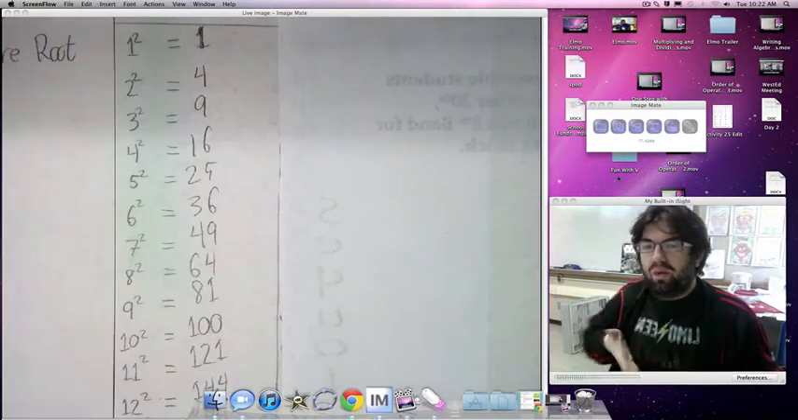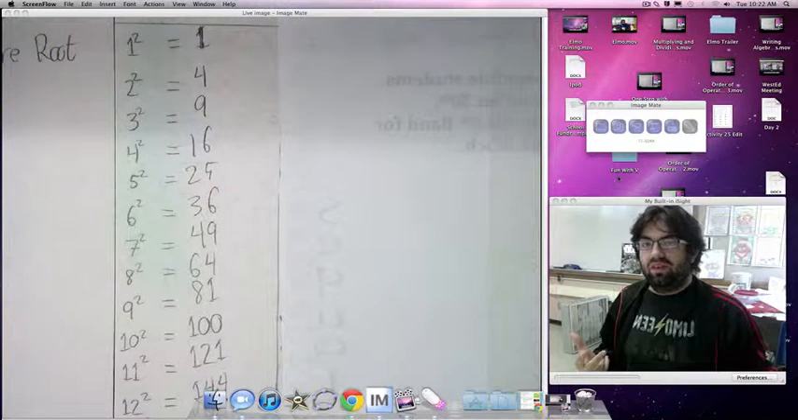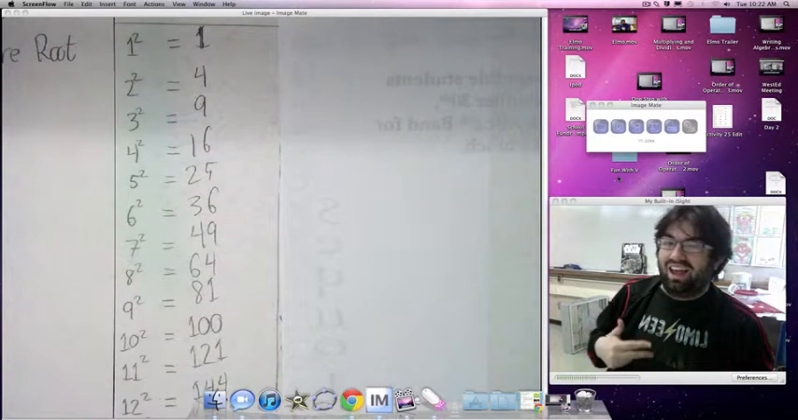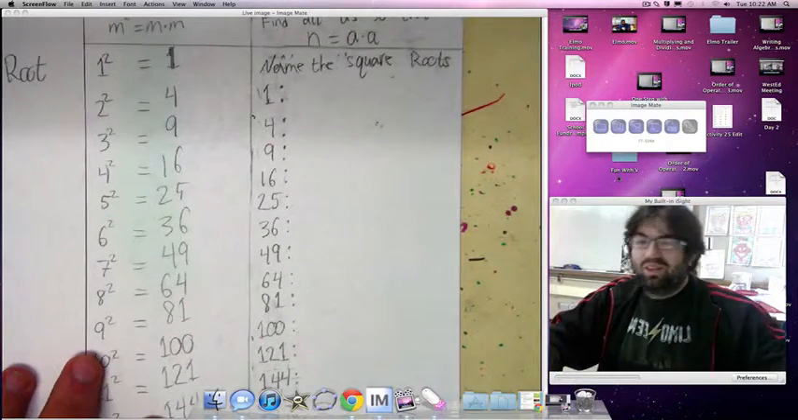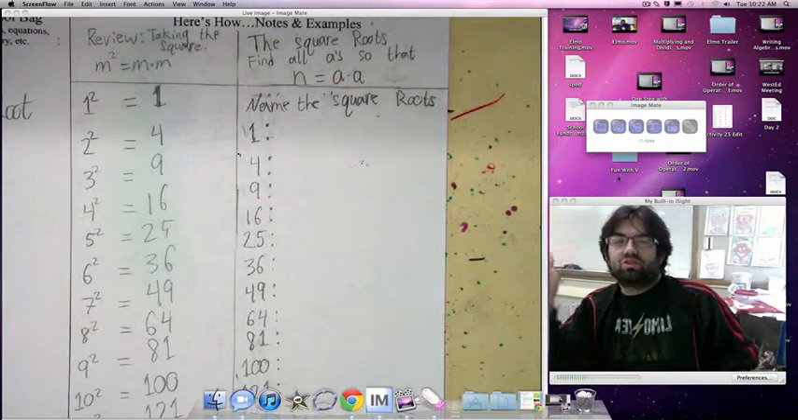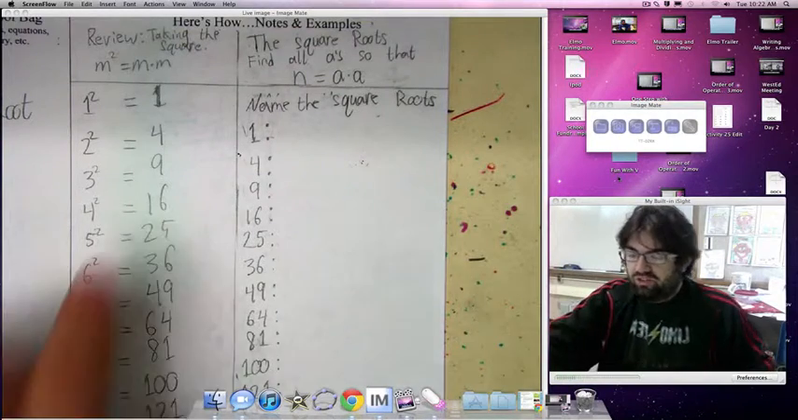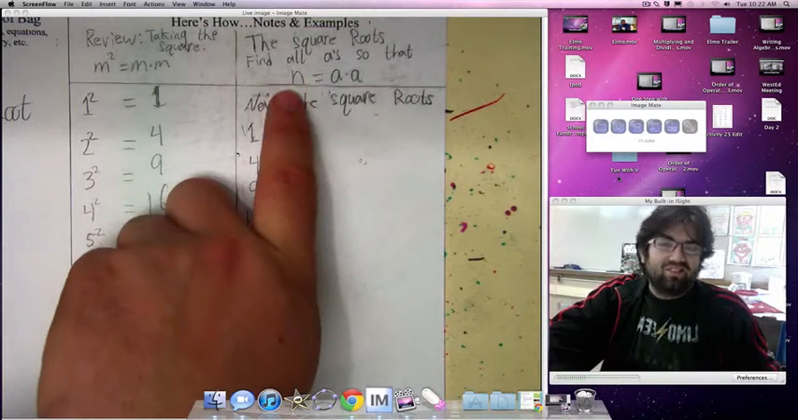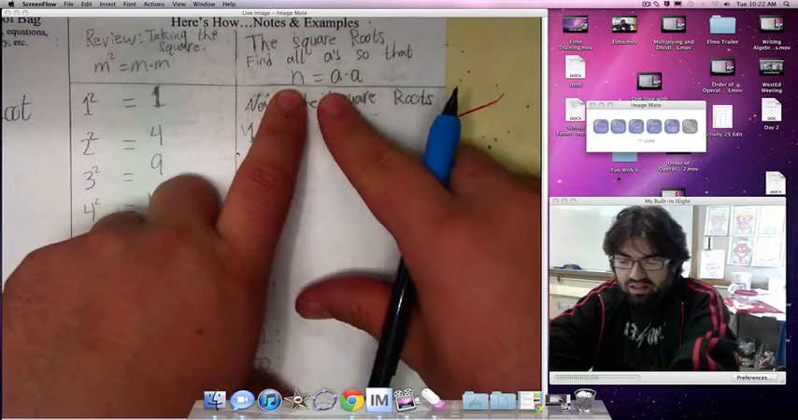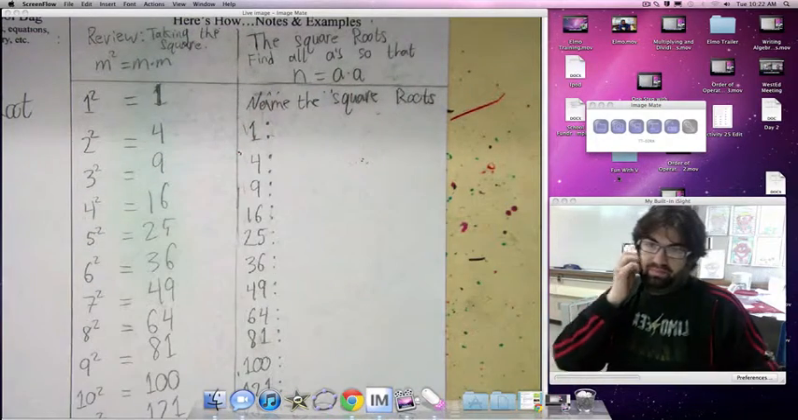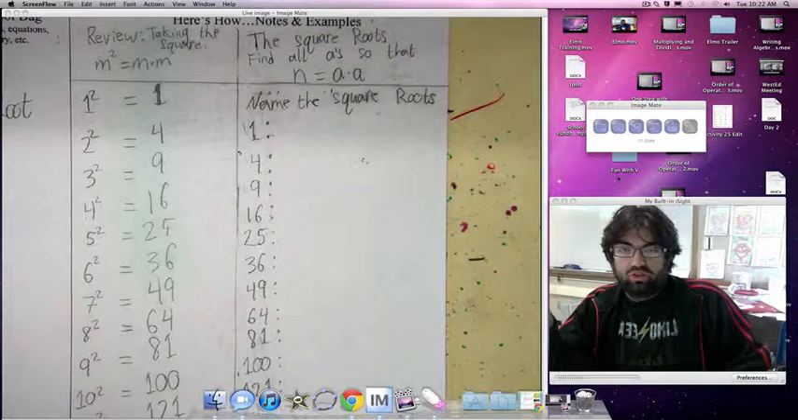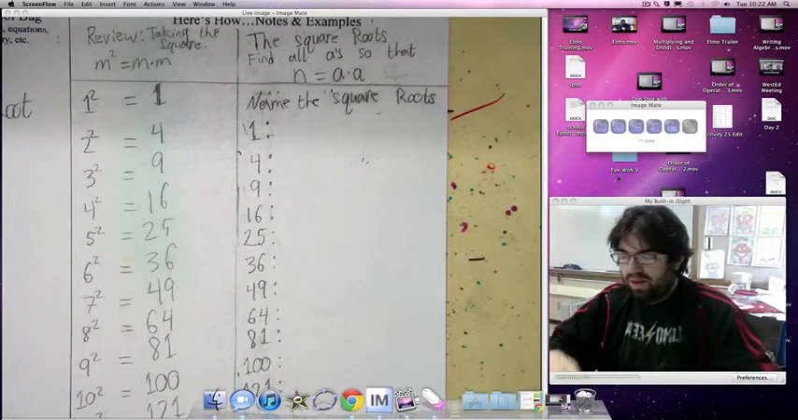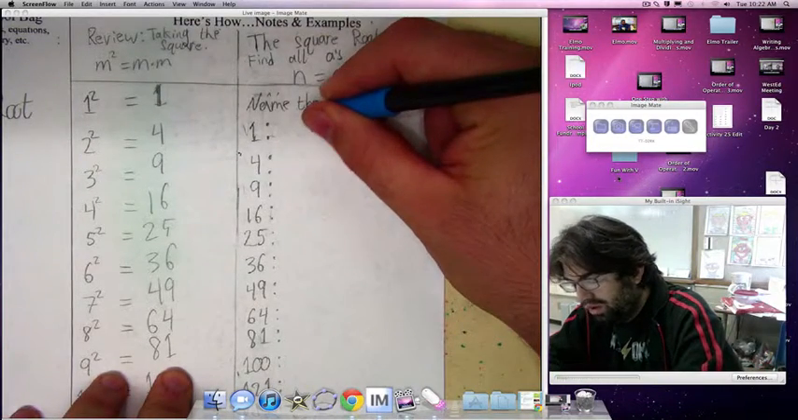All these numbers, by the way, are called perfect squares. And you might say, why are they called perfect squares? Well, all the numbers are whole numbers, and you're going to see why right now. The square roots. If I ask you what the square root of 1 is, find all the a's so that when this a is multiplied by itself, it is equal to that number. So what times itself equals 1? Well, 1 times 1, so 1.